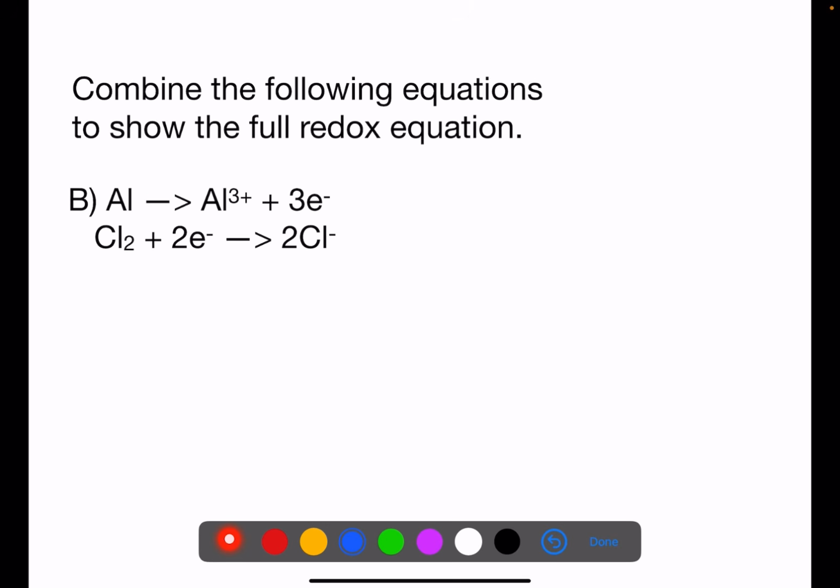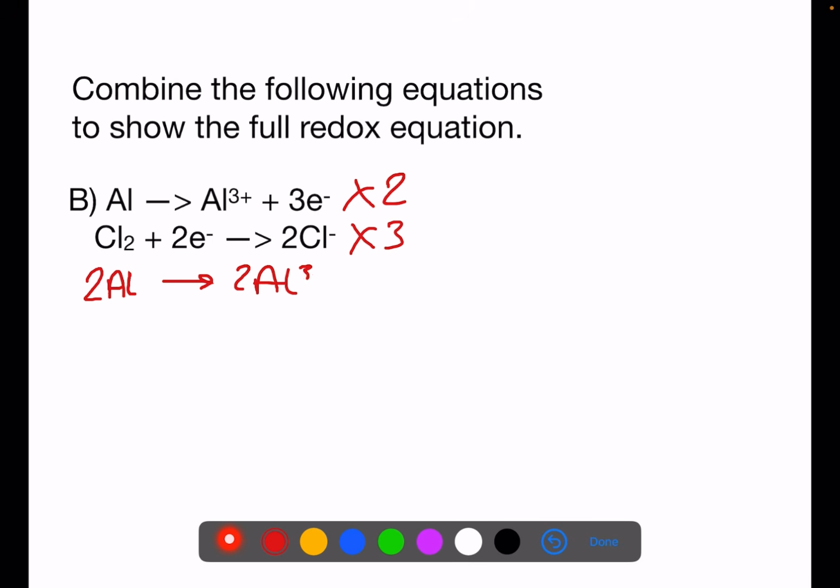In this example, we have 3 electrons in the first equation and only 2 in the second. So we're going to cross multiply by the number of electrons that we have. So for the first equation, we're going to multiply by 2, and for the second equation, we're going to multiply by 3. So writing out the equations in full first, we'll have 2Al to give 2Al3+ plus 6 electrons, and we'll have 3Cl2 plus 6 electrons to give 6Cl-.